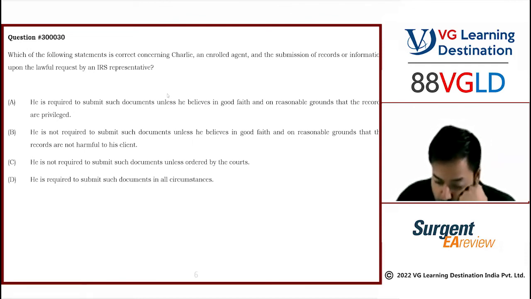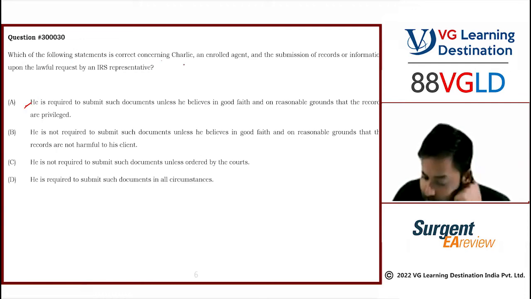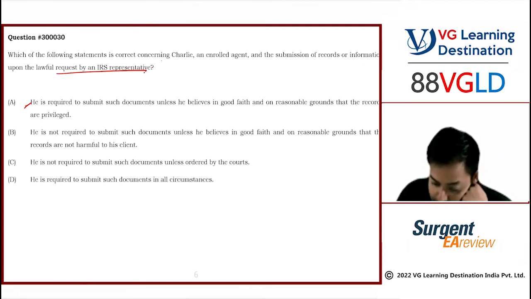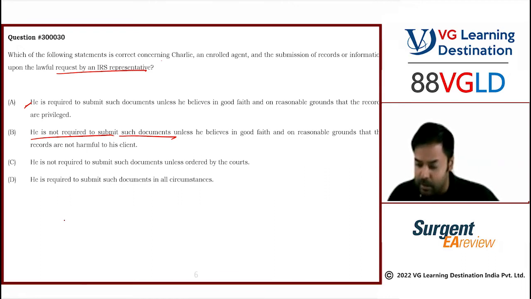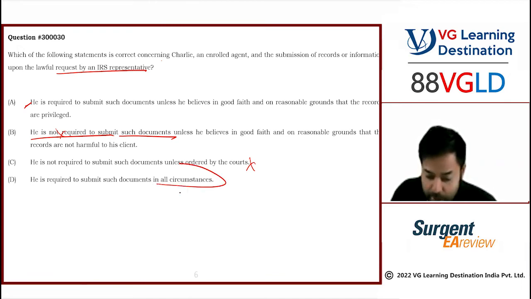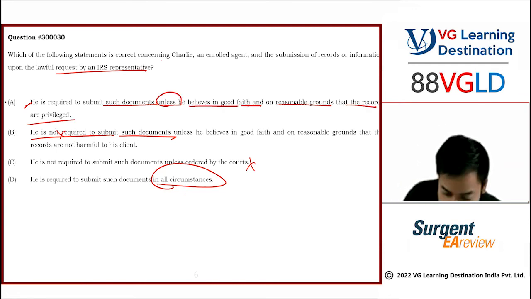Which of the following statements is correct concerning the Charlie? So I've got maximum A. Which of the following is correct regarding the Charlie and EA and submission of the records and the information upon the lawful request in that case? He's not required to submit the documents. No, that's not correct. He's not required to submit the documents. No. He's required to submit the document in all the circumstances. No. He's required to submit such documents unless he believes in good faith and on reasonable grounds that the records are privileged. Absolutely correct.